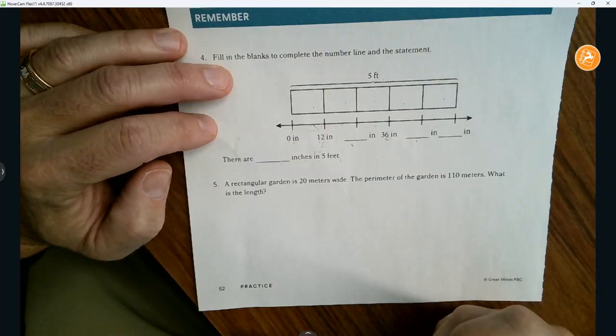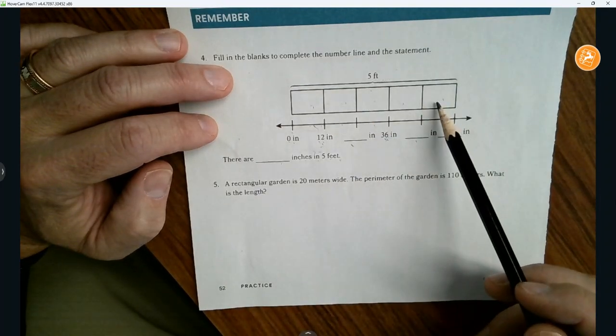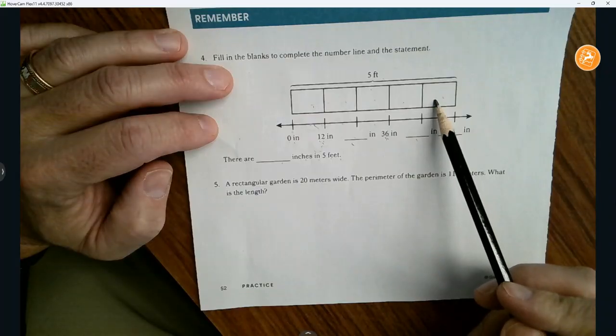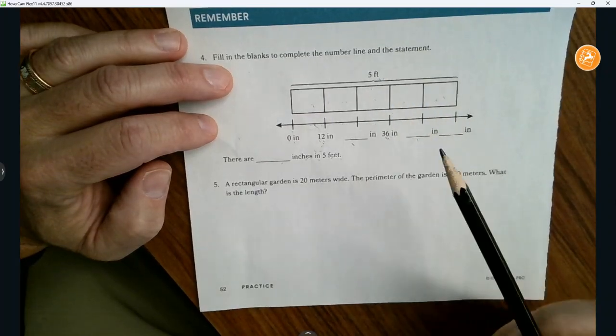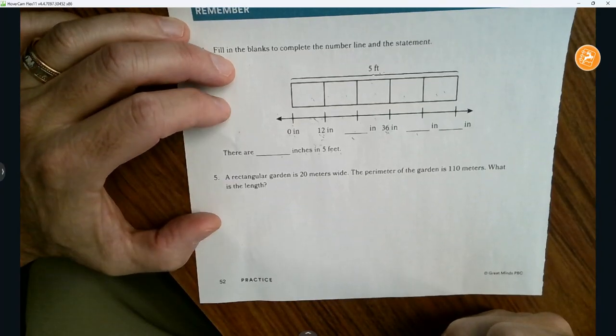So does that mean we're counting by 12s? If you have 12, 1, 2, 3, 4, 5 times, would that equal 5 feet? Not giving you the answer on that one, but I gave you a pretty good clue.